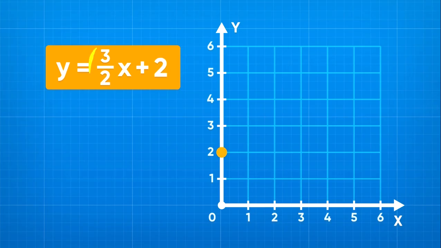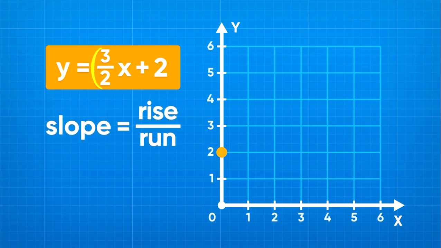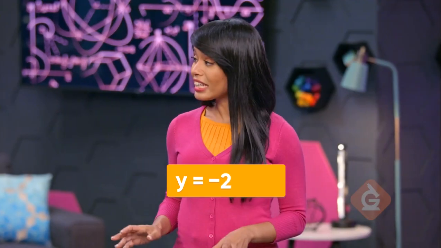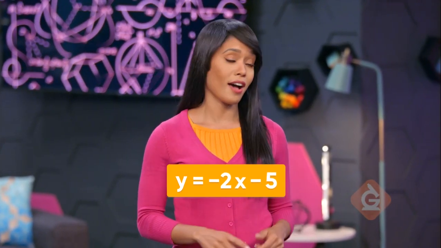Here, the slope is 3/2, and we just learned that slope is rise over run, meaning we can start at that point, rise 3 units, and then run 2 units. So our next point is here, which is at 2, 5. And since you only need 2 points to make a line, we can draw it in. And we are done. Excellent. Let's try one more. Try to graph the equation for the line y equals negative 2x minus 5.